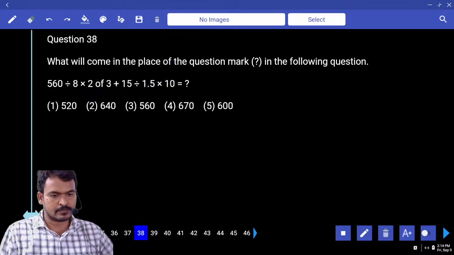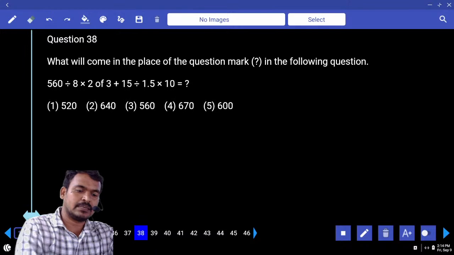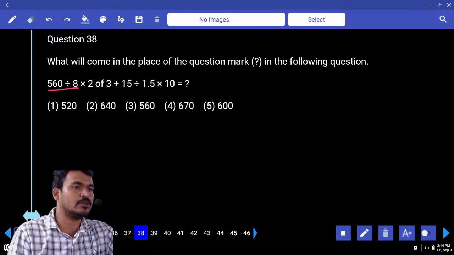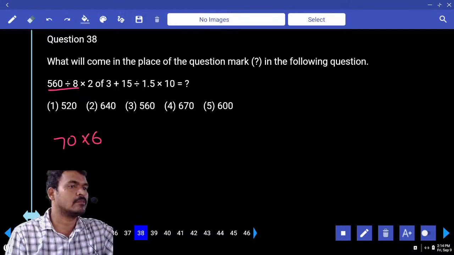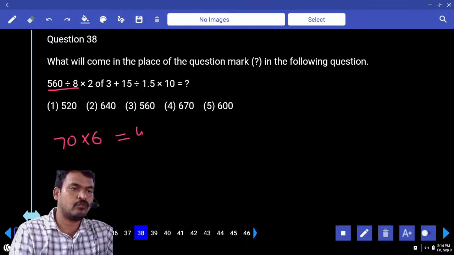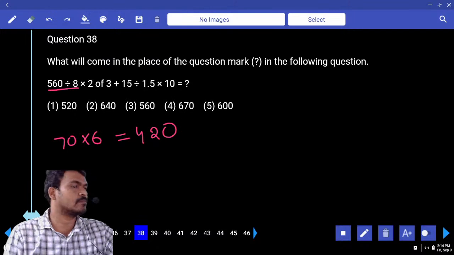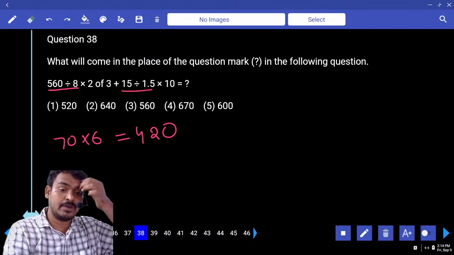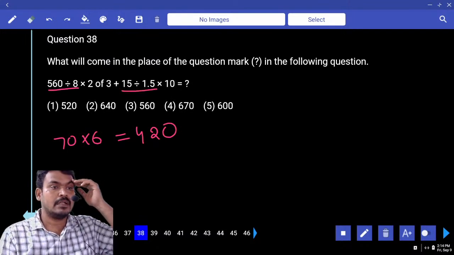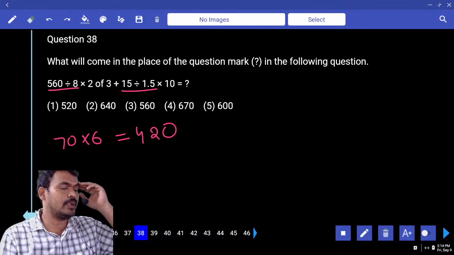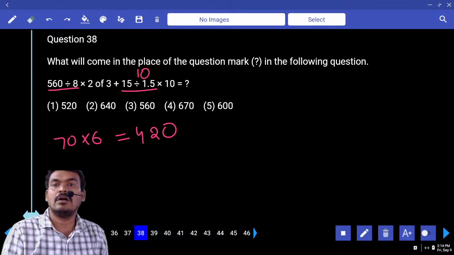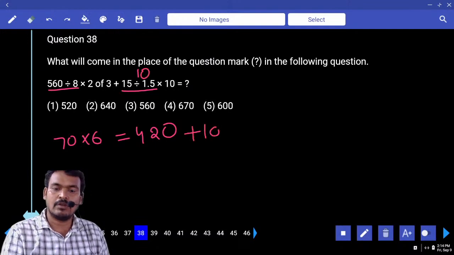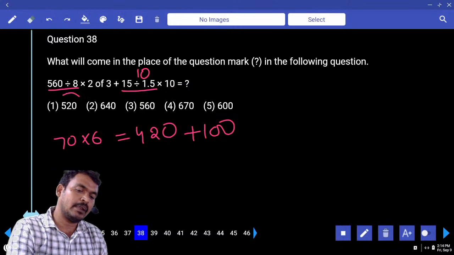38. First priority, 560 divided by 8, or not? How much? 70 into 6. 420, or not? Next 15 divided by 1.5. How many times? 10 times, or not? 15 divided by 1.5, we are getting 10 times. 10 into 10, how much? 100. That's 100, or not? The total answer is 520.